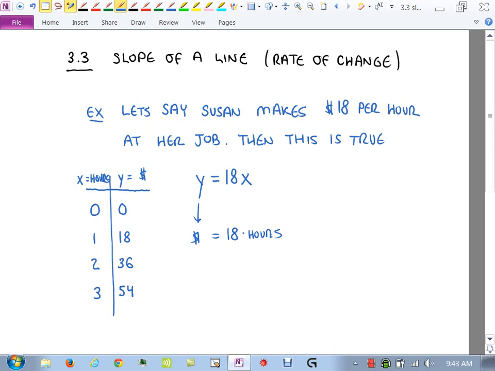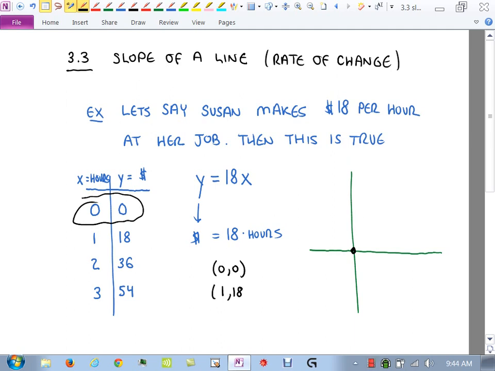Okay. So what I'm trying to get you to see is that if we now try to graph this, you could start plotting some points like we did for homework. The first point would be 0, 0. I'm circling it over there. That ordered pair 0, 0, 0 for x, 0 for y, is our origin. The next ordered pair would be what? 1, 18.